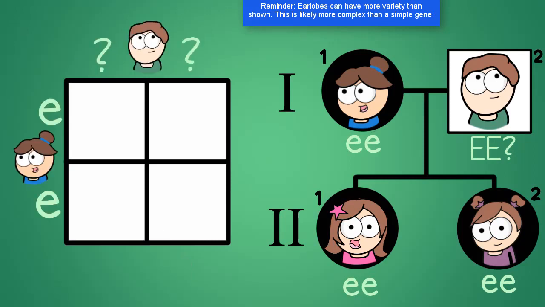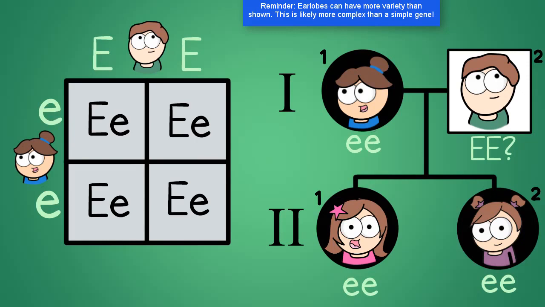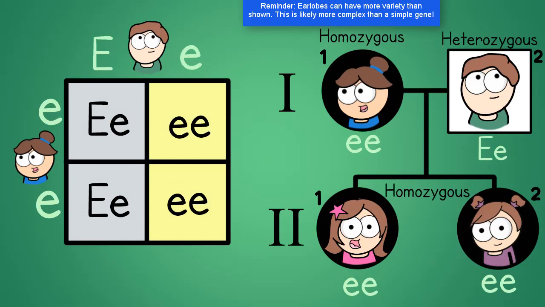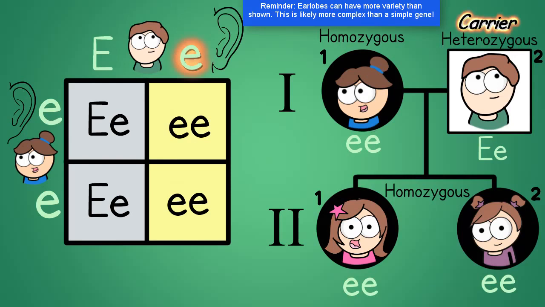Each child must get an allele from each parent. So if I received a little e from my mom, then I had to get the other little e from my dad. Therefore, he can't be big E, or he'd have no little e to give. His genotype must be the heterozygote genotype, big E, little e. He's what we call a carrier, though. He still has a phenotype of free earlobes because of that one capital, but he carries the lowercase allele.